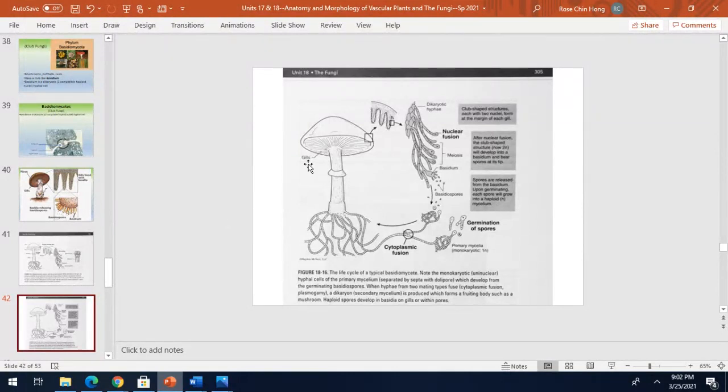All right, so let us go on to the next slide, which gives us more description of these. So as I would say, these club-like structures, each with 2 nuclei, that's why it's, and they are formed on the margin of each gill.